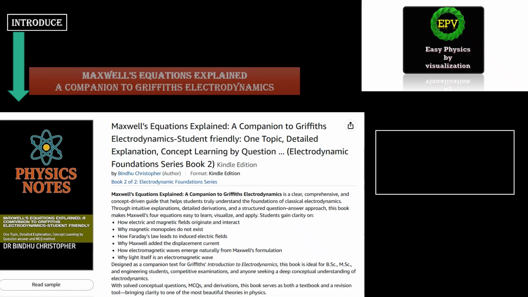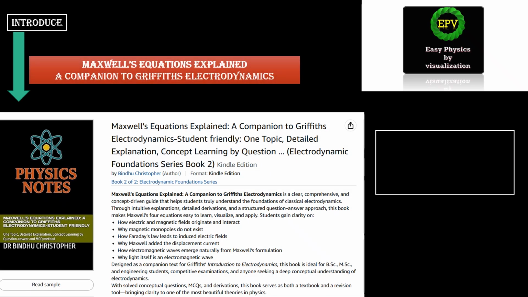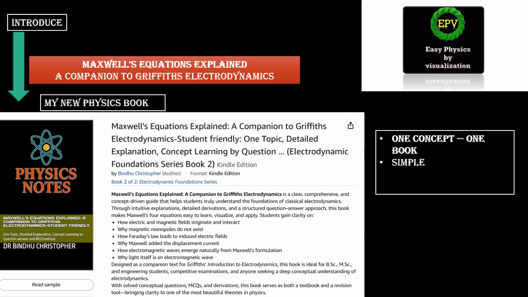The title of the book is Maxwell's Equations Explained, a companion to Griffiths' Electrodynamics. The idea behind this book is one concept, one book. Each topic is explained in simple language and easy steps. This book helps students understand physics clearly and confidently.